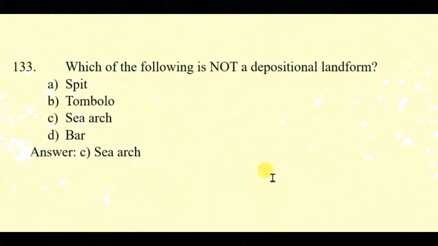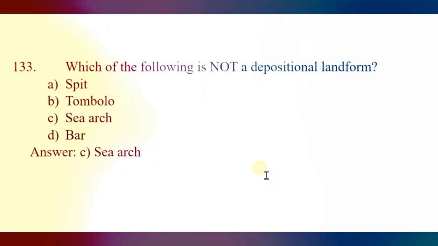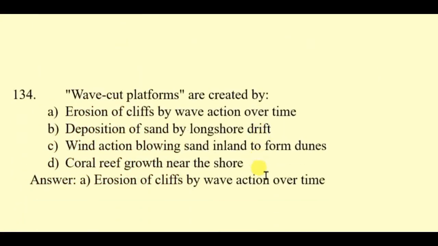Question 133. Which of the following is not a depositional landform? Spit, tombolo, sea arch, bar. Here the right answer will be sea arch.